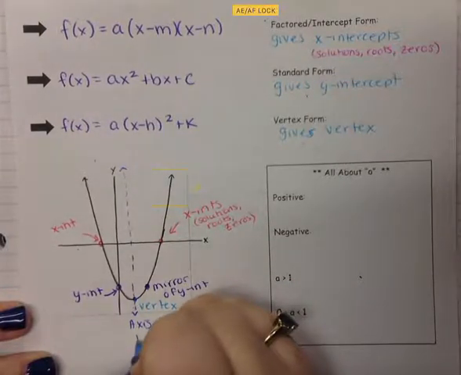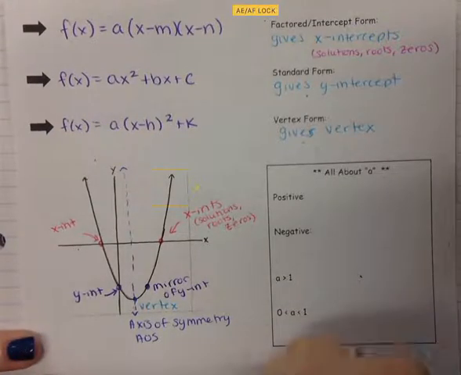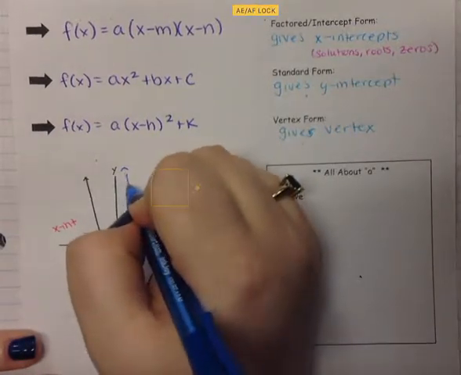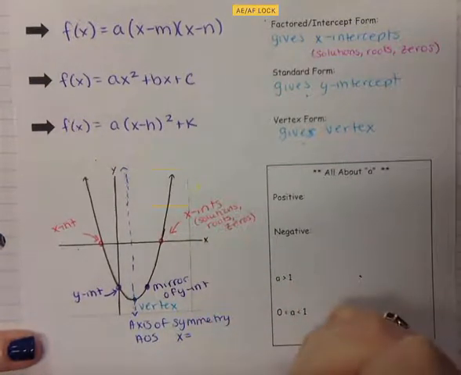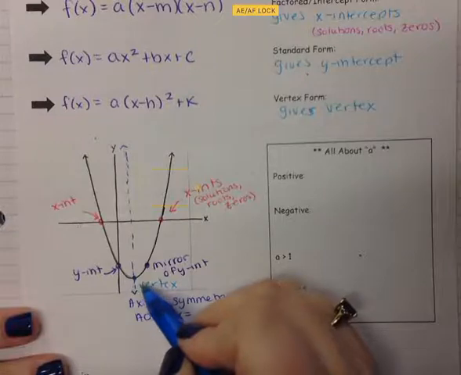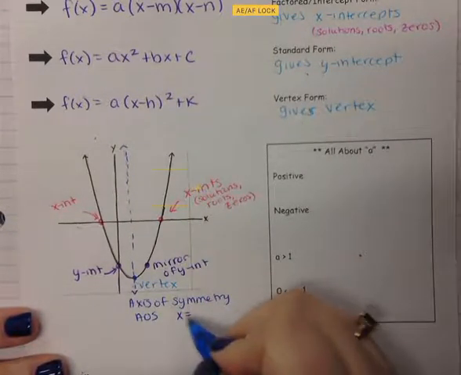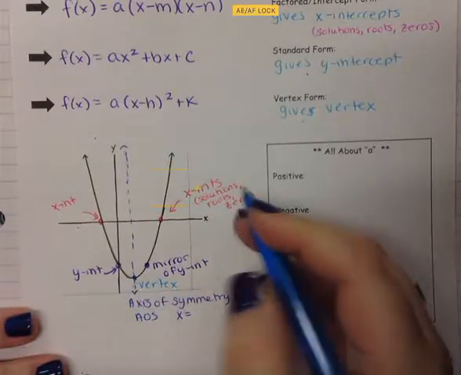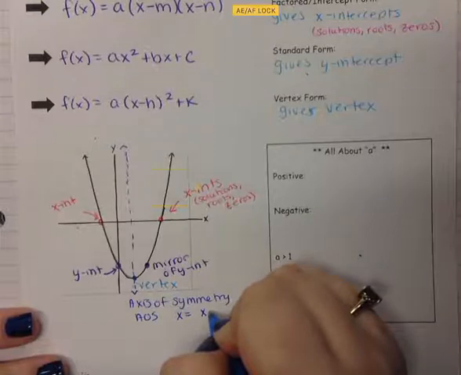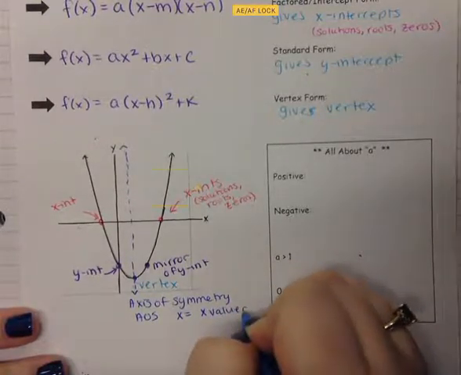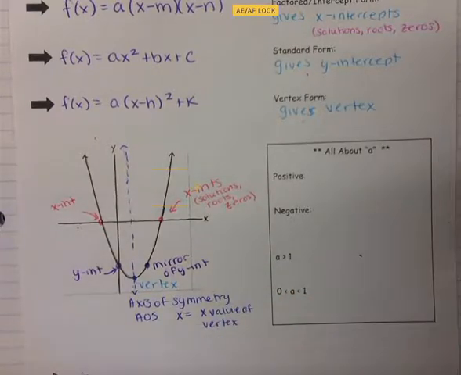Or for short, it's our AOS. Now our axis of symmetry is an equation, and since it's a vertical line, it has the equation x equals a number. The x value is actually going to be the x value of the vertex. So if you have your vertex, you just say x equals that x value, and you have your axis of symmetry. So x equals the x value of the vertex. And it will be a number.